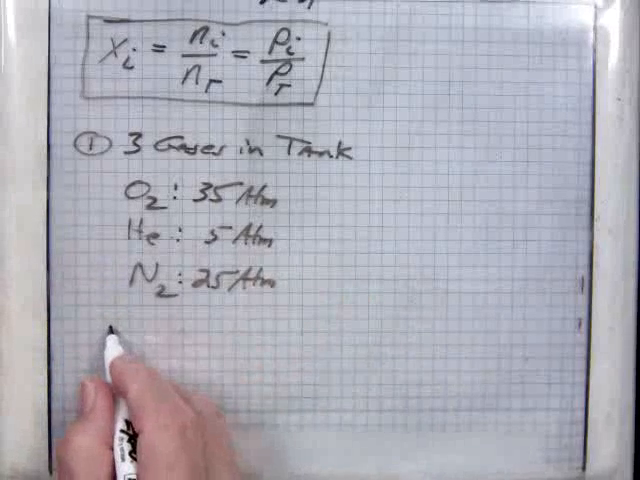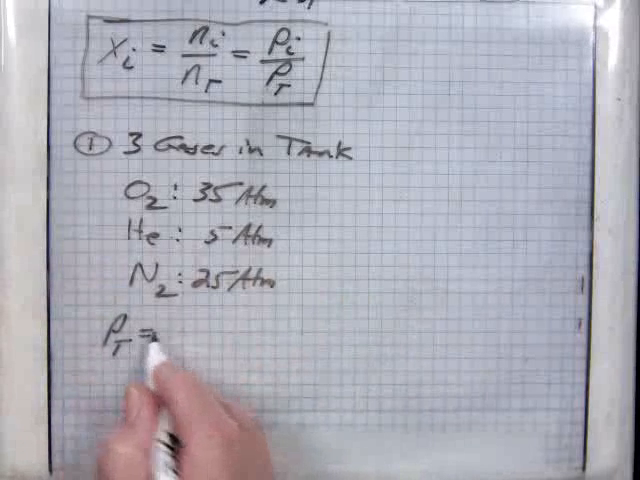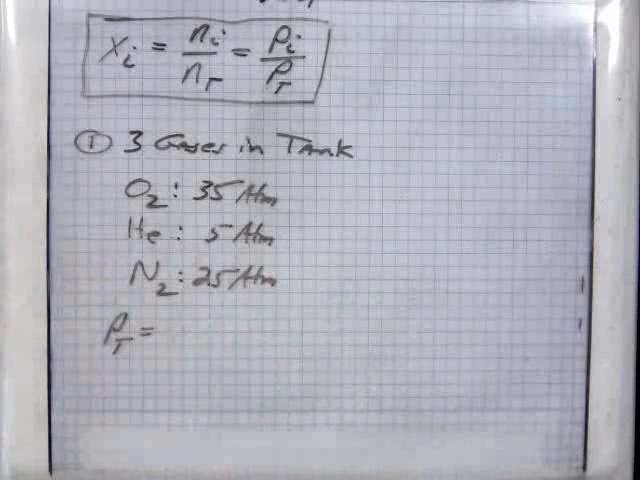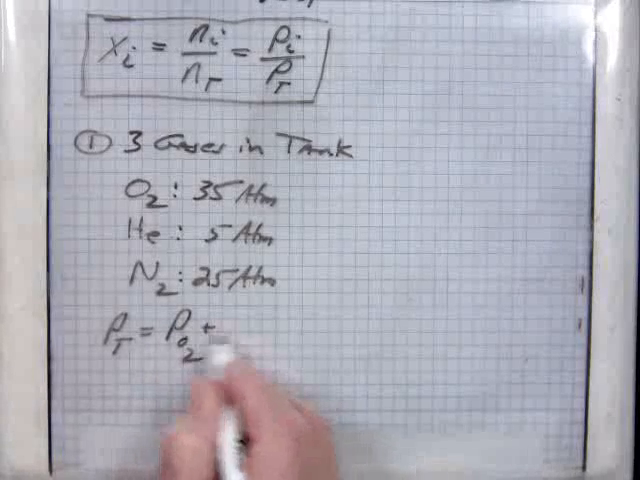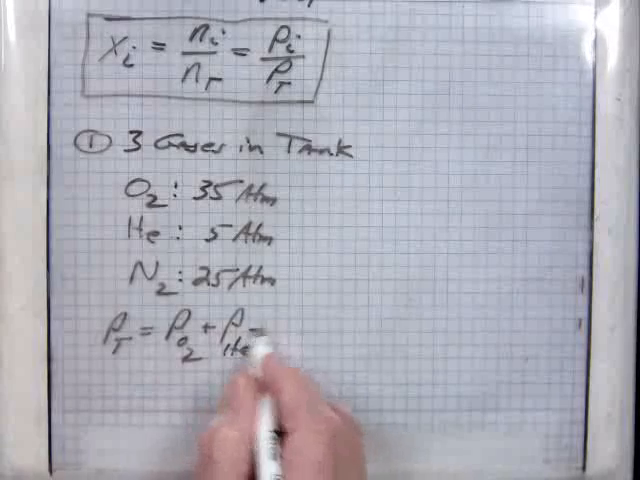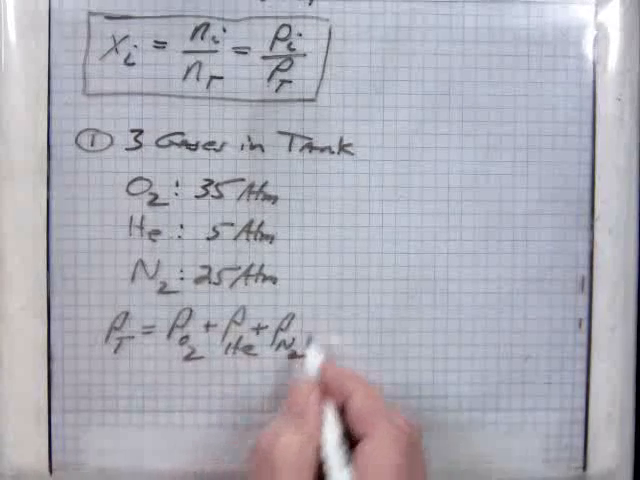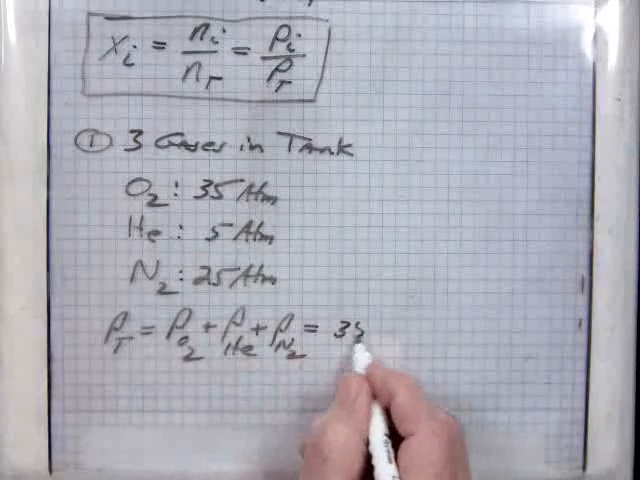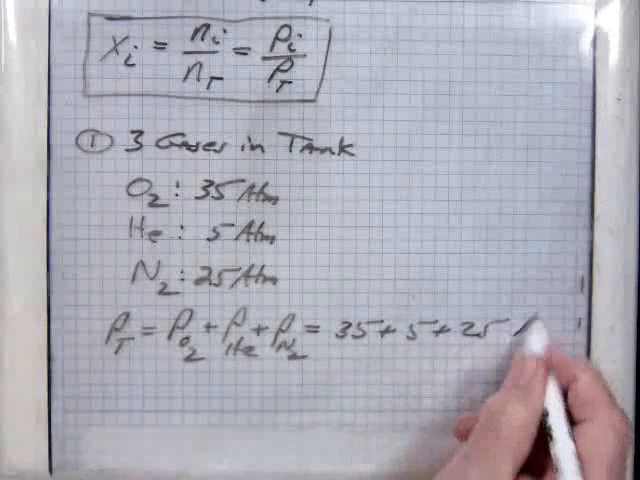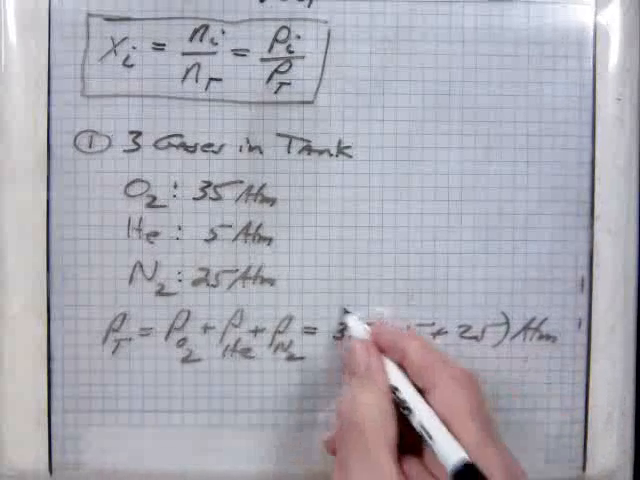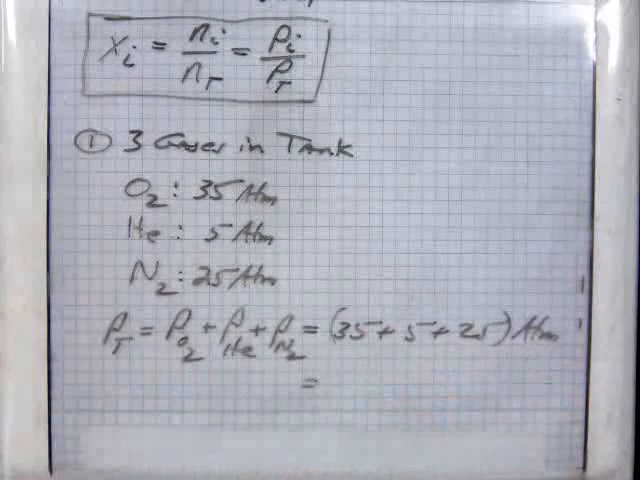Well, the total pressure, as you recall, is the sum of the individual pressures. Pressure of O2 plus the pressure of He plus the pressure of molecular nitrogen, which would be 35 plus 5 plus 25 atmospheres. And it's that simple, guys.